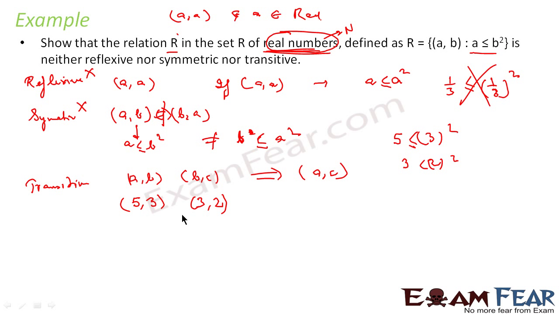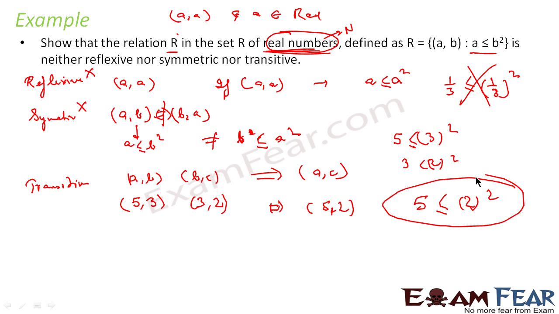So if you see this, now with this we should assume that (5, 2) should exist. But if you see (5, 2), if I try to get this relation, 5 is less than or equal to 2 square, this relation is wrong. Because 2 square is 4 and 4 is not greater than or equal to 5. Thus, this is one scenario where the transitive property fails for this condition. So this is not even transitive.